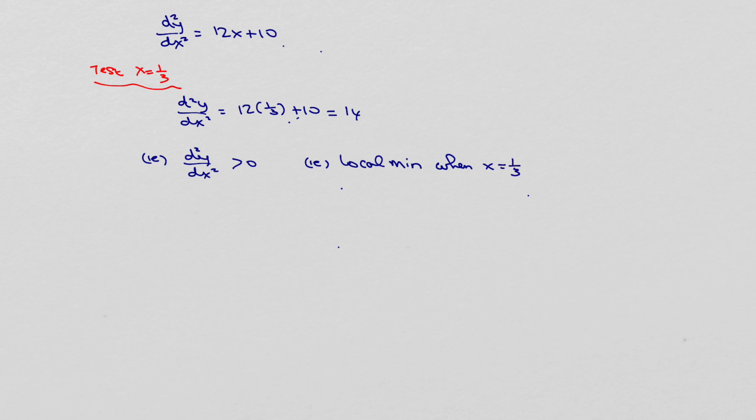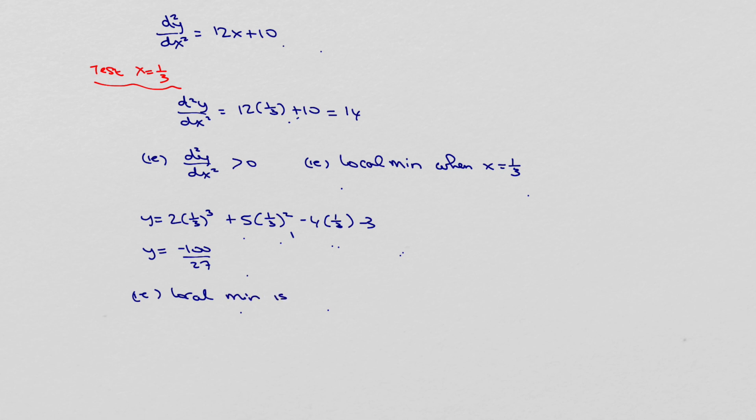So of course then y is equal to 2 times a third cubed plus 5 times a third squared minus 4 times a third minus 3, which gives me y is equal to minus 100 over 27. So in other words, the local min is a third, minus 100 over 27.